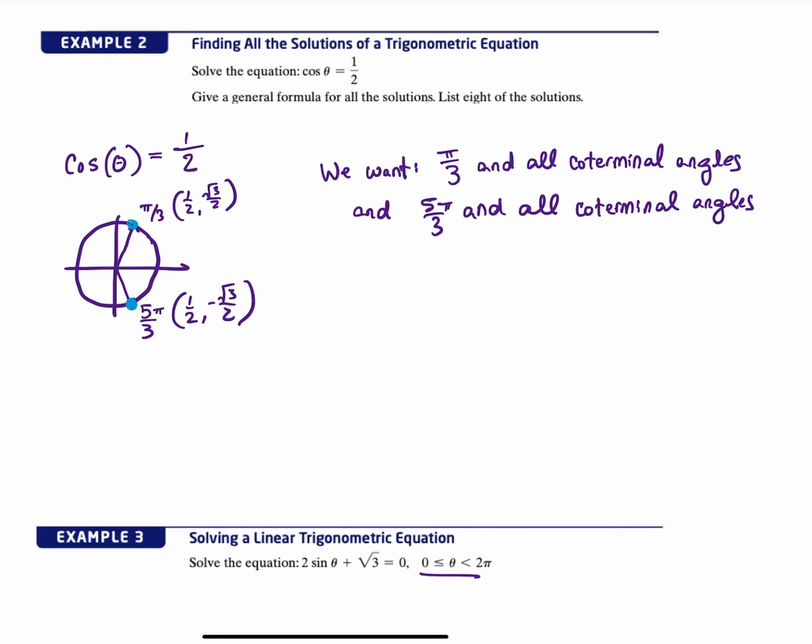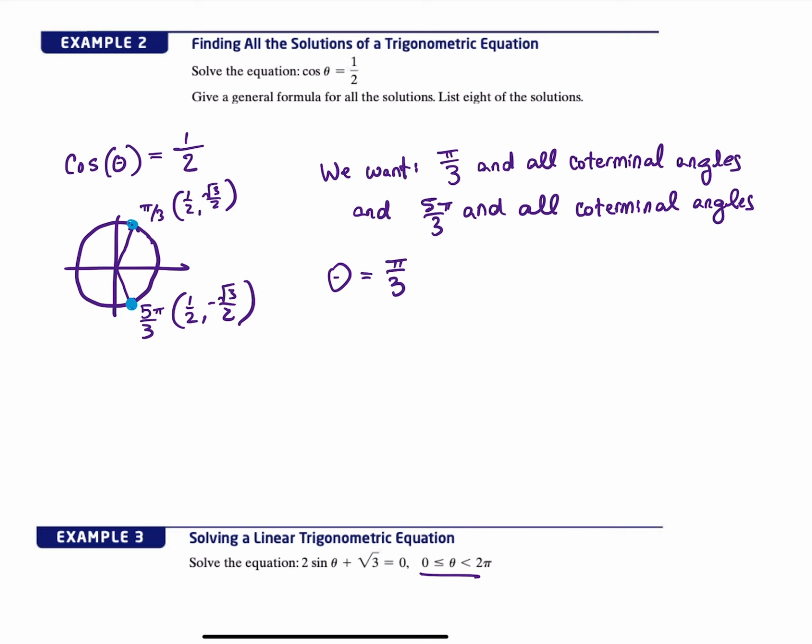So if you recall a few videos ago when we were trying to describe all of the locations of, say, the asymptotes of the tangent function, we used some general notation to describe an infinite number of values. So let's try to do that same thing here. So I can say theta will equal pi over 3, but I want all coterminal angles, so all possible additions of 2 pi, or we could subtract 2 pi as well, any number of times.